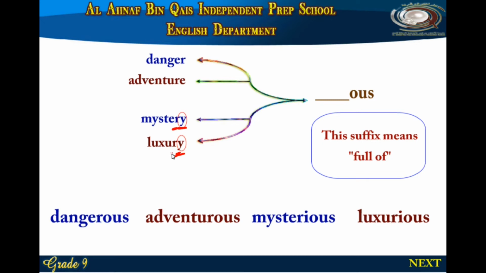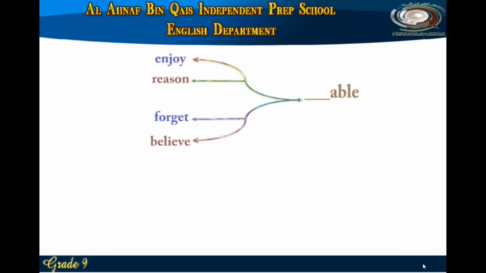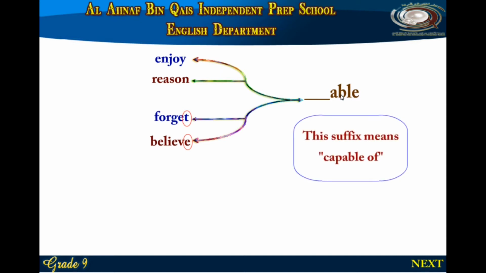Exactly. Thank you. Before we add the OUS, we change each one of these into I. So we have dangerous, adventurous, mysterious, and luxurious. Let's move to the last set of words, which are enjoyable, reasonable, forgettable, believable. What do we mean by this syllable?